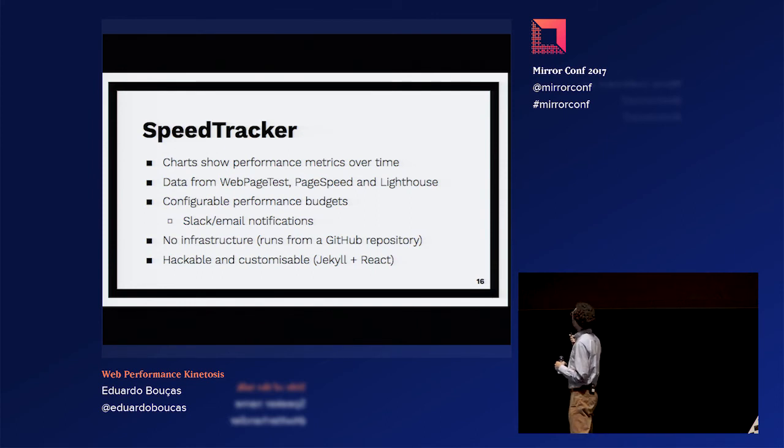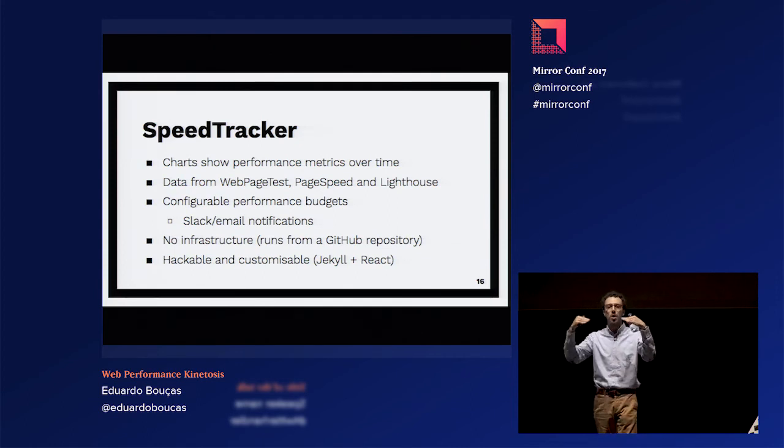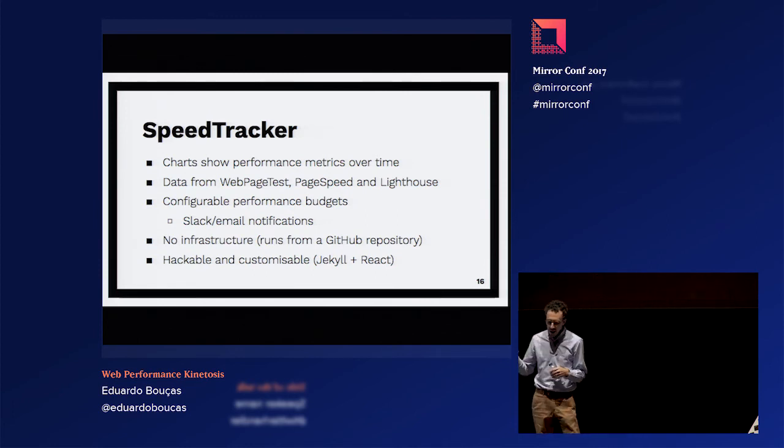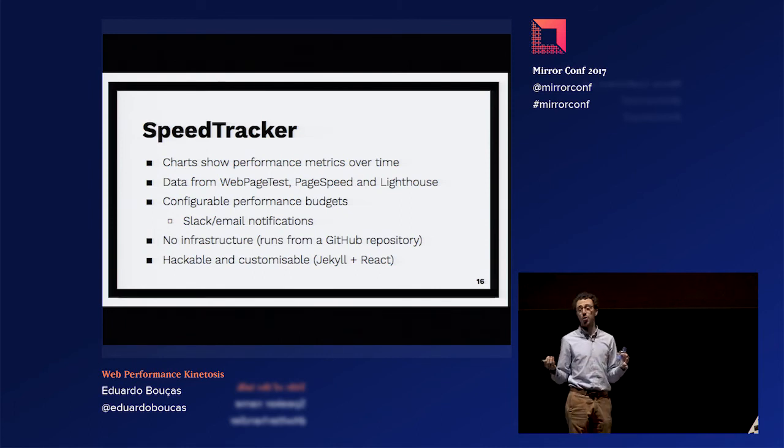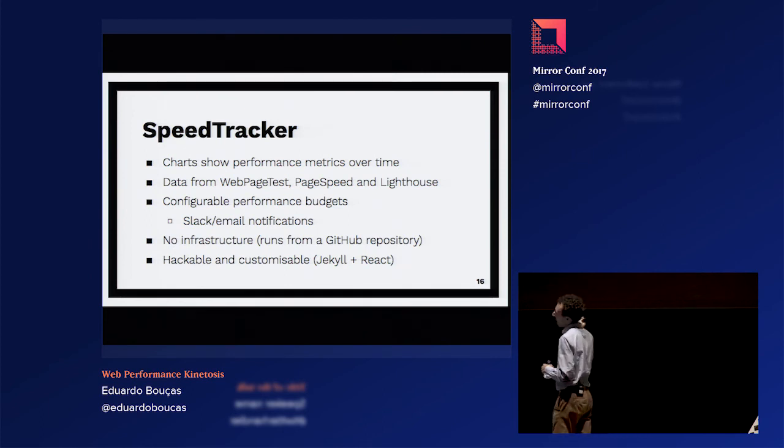It allows you to configure performance budgets. So you can define a threshold for any of the metrics that is supported by WebPageTest, and you can see these budgets on the chart. So you can constantly see how well you're doing based on these thresholds, and you can also configure it to send alerts to your team members whenever you go over those thresholds. You can configure email notifications or Slack notifications.